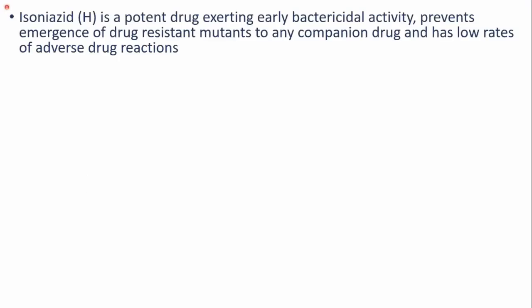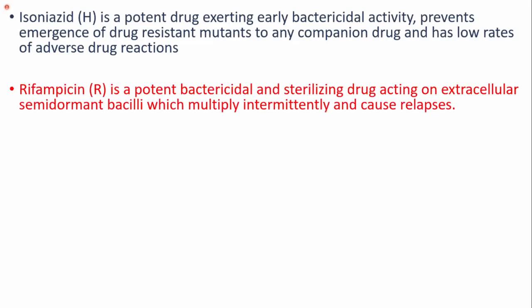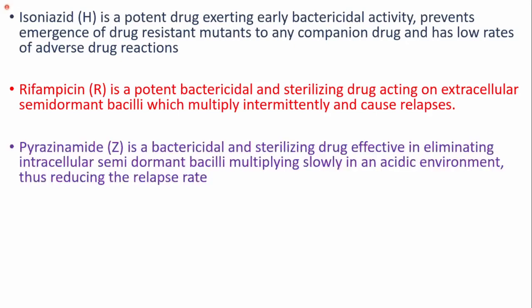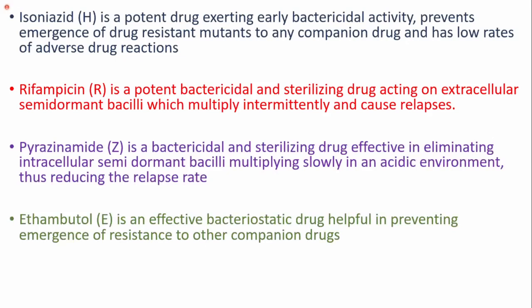To summarize what I have been telling so far, isoniazid is the potent drug that will kill with an early bactericidal activity, prevent the emergence of drug resistance, and also have fewer adverse effects compared to the others. Rifampicin is a potent bactericidal and sterilizing drug. It has both extracellular and intracellular actions, but mainly extracellular. Semi-dormant bacilli will be affected and it will prevent the multiplication of those bacilli. Pyrazinamide is bactericidal and sterilizing, mainly on the intracellular semi-dormant bacilli, which are multiplying in an acidic environment, and it will reduce the relapse rate. Ethambutol is mainly bacteriostatic, and it will help in preventing the emergence of resistance for other medicines.